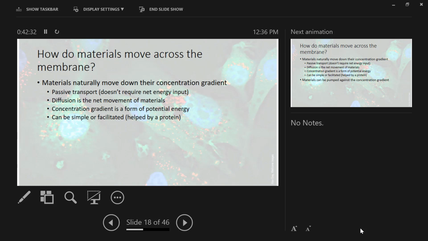Now, that works well for materials that are going to move in the direction they want to move. But what if you want to set up the concentration gradient? If you want to set up a concentration gradient, you need more of something on one side of the membrane than there is on the other. Now you have to force materials to move against their concentration gradient, like the salmon swimming upstream, jumping up the waterfalls, right? You've seen that?